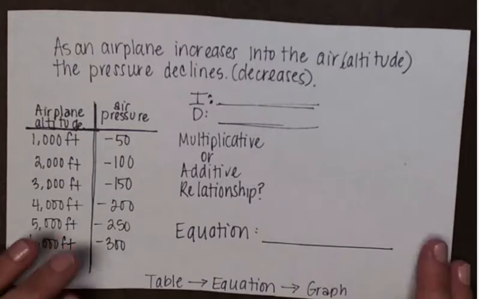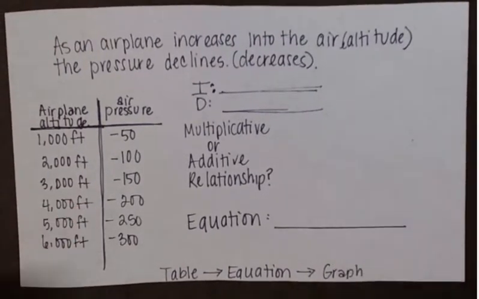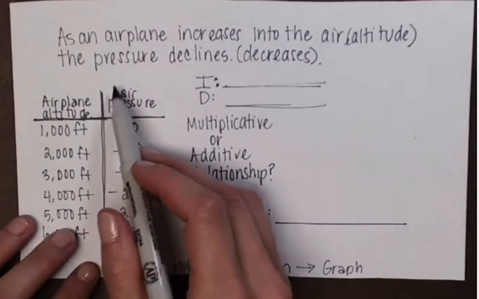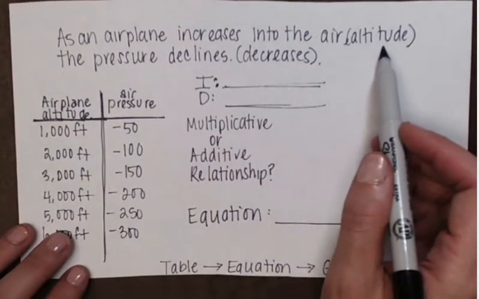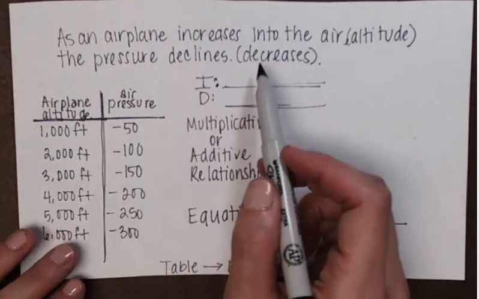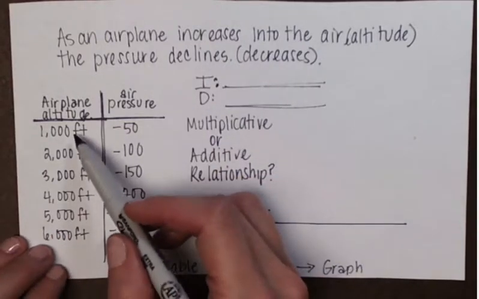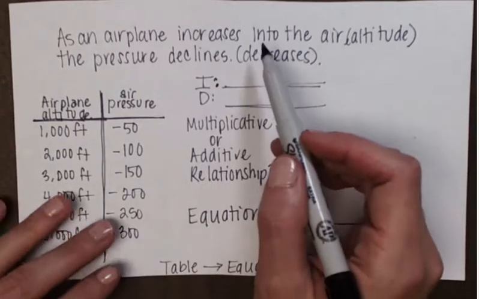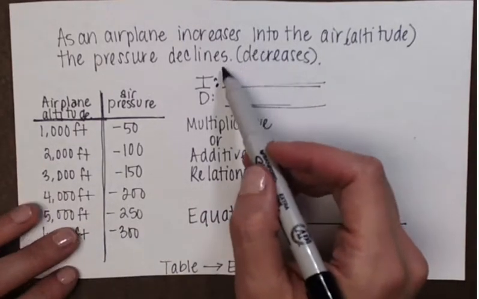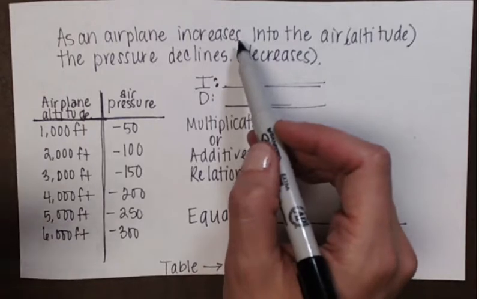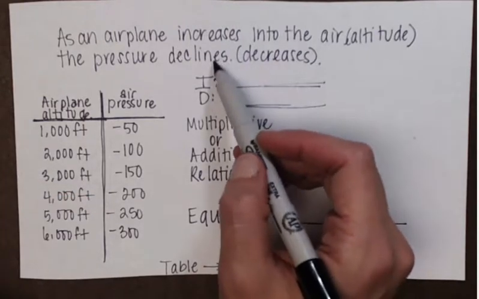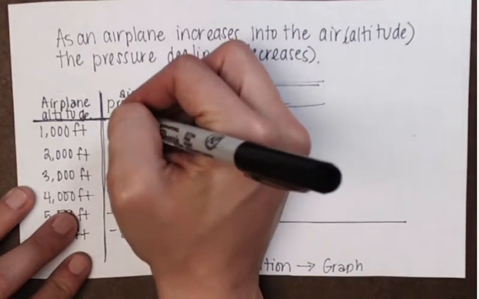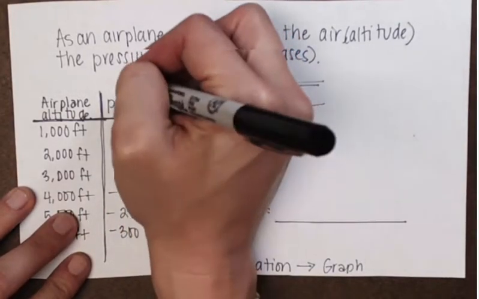Alright, now you're going to look at this last one. We're going to look at the table first and the graph in a minute. Alright, so we've got, as an airplane increases into the air, which is called altitude, the pressure declines, or it decreases. Okay, so you have a table here. We have to decide which one depends on the other one. So it tells you when the airplane increases, the pressure declines. So this is a perfect example of cause. This is the cause, and the effect is that the pressure declines. Which means this is the dependent and this is the independent.